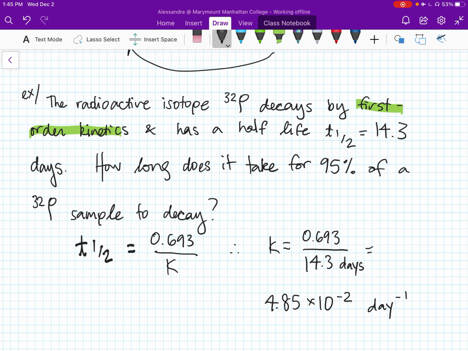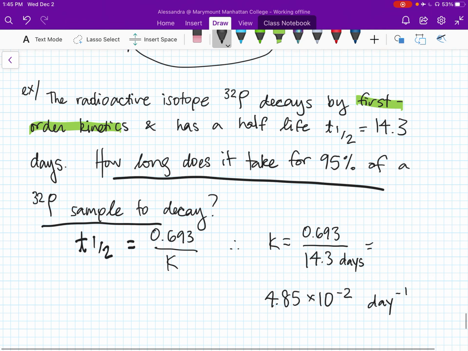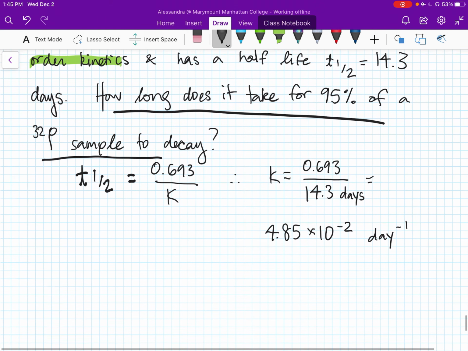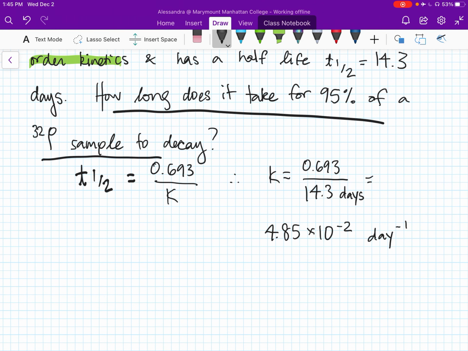So that's useful. But if I want to know how long it takes for 95% of a sample to decay, I'm going to need my equation for first order kinetics. So that equation is the natural log of A0 over A at time t being equal to K times T. Okay, that's just one of the forms. It doesn't really matter which form you use. I happen to like this form of it. This is just the form of the integrated rate law for first order kinetics.